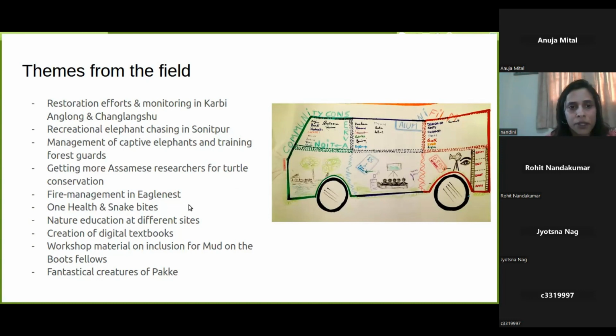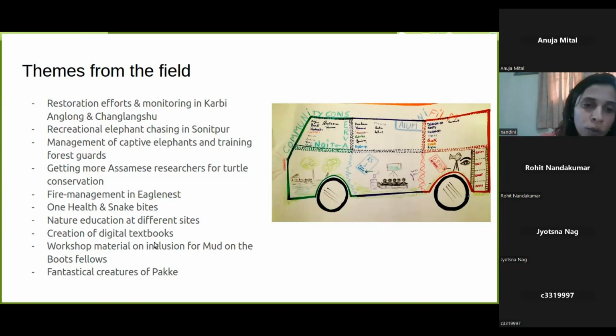Anuja and others also thought about how we can get more Assamese researchers for turtle conservation. Some of the Singchung Bugun village community reserve staff asked for a workshop on what we can do best if there is a fire in the forest. Who do we contact? How do we go about dousing a fire? Are there any skills with respect to that?